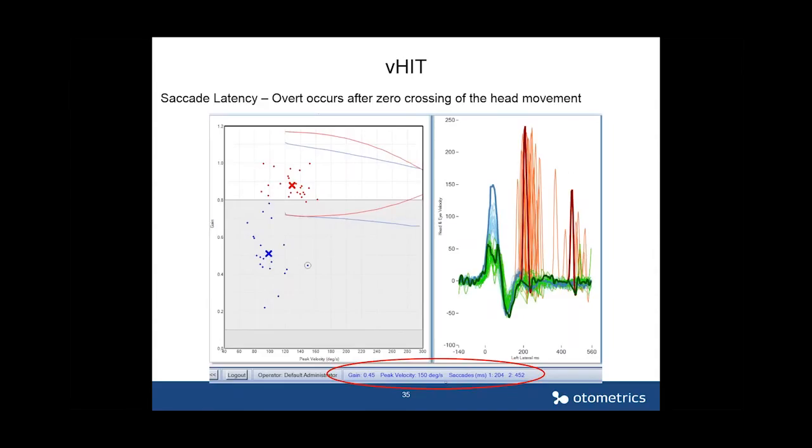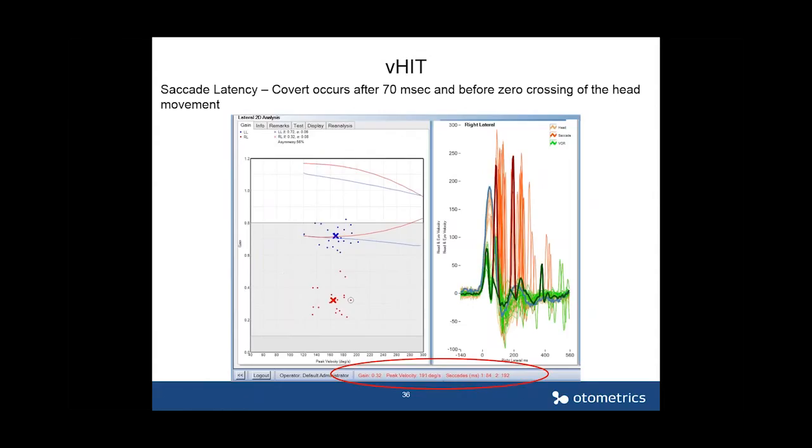What we consider an overt saccade is any saccade that occurs after the head crosses 0. Dr. Schubert mentioned this in his presentation as well. When that head trace, here in blue, comes back up to the 0 crossing, anything after that is considered an overt saccade, so it's not happening during the head movement. Down at the bottom, when you highlight that trace, you see the gain, the peak velocity, and the saccades. In this example, the highlighted trace has 2 saccades, and it will go up to as many as 3 saccades. It gives you the latency of these saccades: 204 milliseconds for the first saccade, 452 milliseconds for the second.